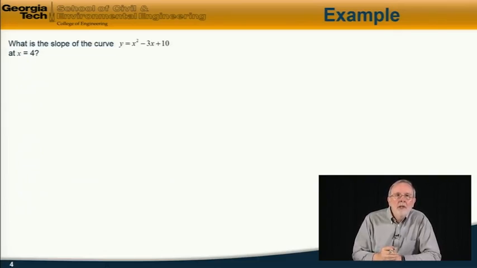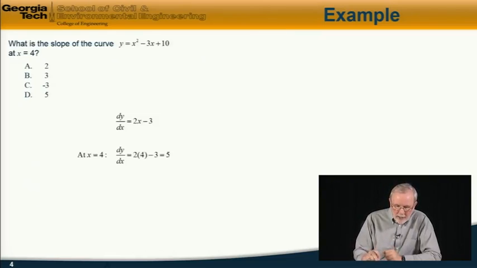For example, what is the slope of the curve y equals x squared minus 3x plus 10 evaluated at x equals 4? Which one of these is it? So, firstly, we can easily differentiate that function. dy by dx is generally equal to 2x minus 3. So, evaluating that function at x equals 4, we have dy by dx equals 5. And so, the answer is D.